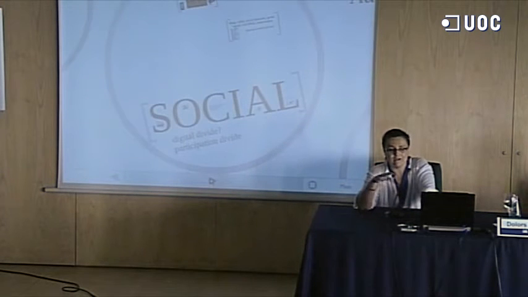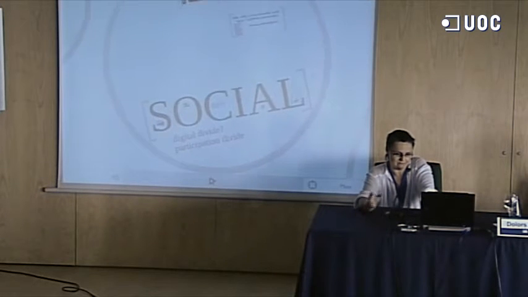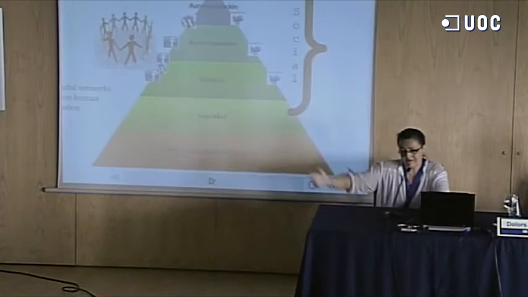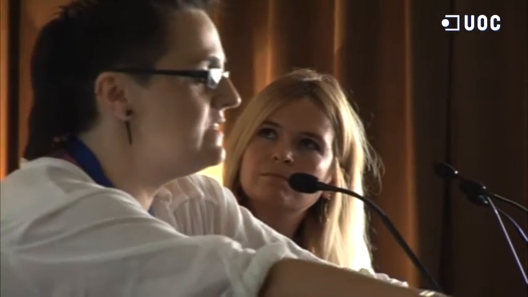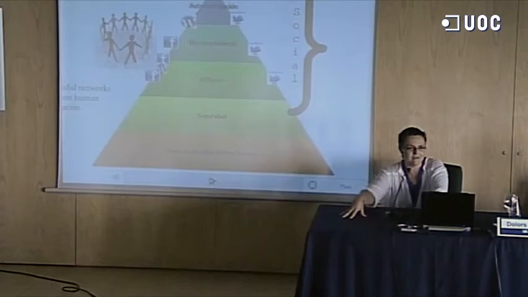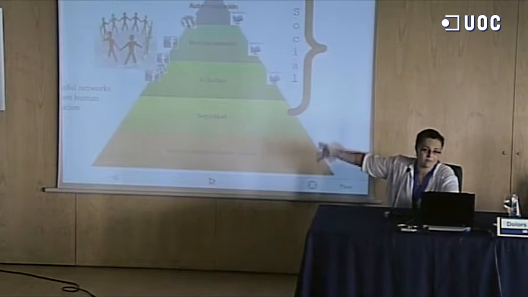Social, we have talked about social. I think this summarizes the social success of the web. Twitter, Facebook, WordPress are social and social-recognition based. We are motivated by these things. This is the Maslow pyramid, and you recognize the icons of the social web here.